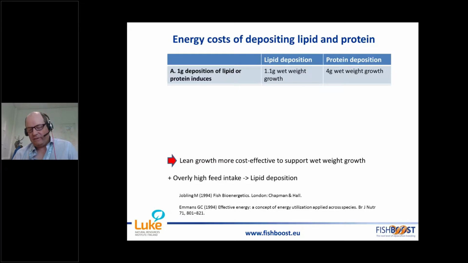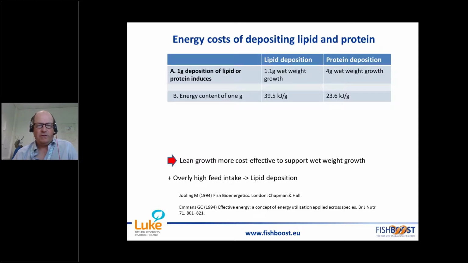Next, let's look at the physiological reasoning why this might be the case. The logic here is that if an animal deposits 1 gram of lipid, then the total wet weight resulting from this is 1.1 gram. It means that 1 gram of lipid is linked with 0.1 gram of increase in the moisture, so in the wet water content in the body. And when an animal deposits 1 gram of protein, there are 3 grams of moisture linked to this deposition. So in total, 4 grams of wet weight growth.